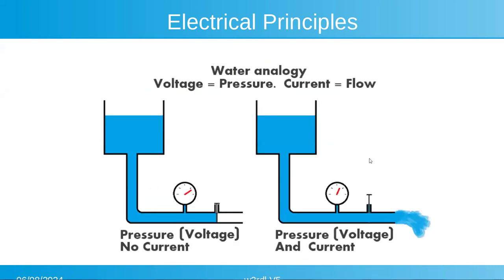This little water analogy shows the height of the water in the tank equates to the pressure, equivalent to the electromotive force. And then we have a very high resistance here. The valve is closed. When we open the valve, we get current flow or water flow, still at the same pressure.